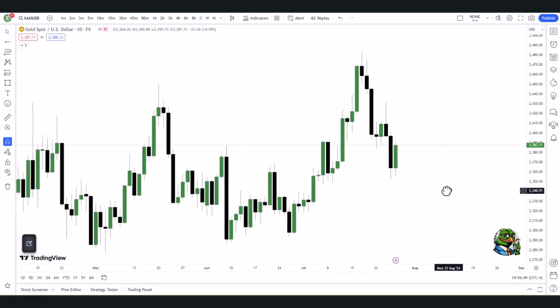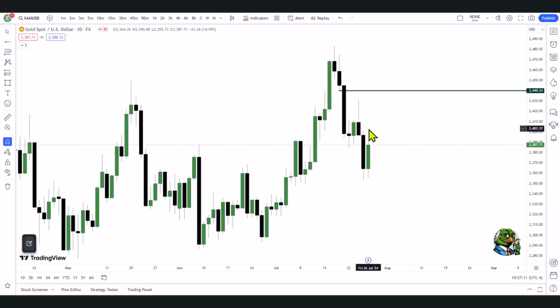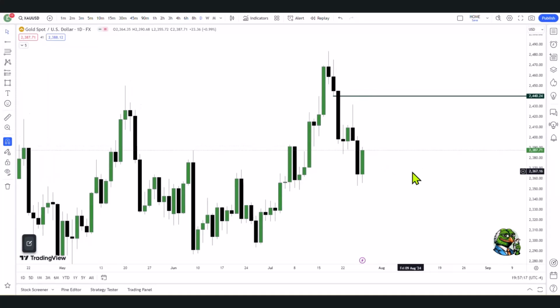I'll come up with some more markups sometime Monday. I'll look at this, see what Monday's done, and then draw up where my levels are. But as I said, this is what I'm looking for. That's what I like. Okay, I want to see this fair value gap close, 24.40. Okay, that's what I'm looking for. And I want to get good discount pricing. So any pullback for me is going to be an opportunity to seek higher prices.